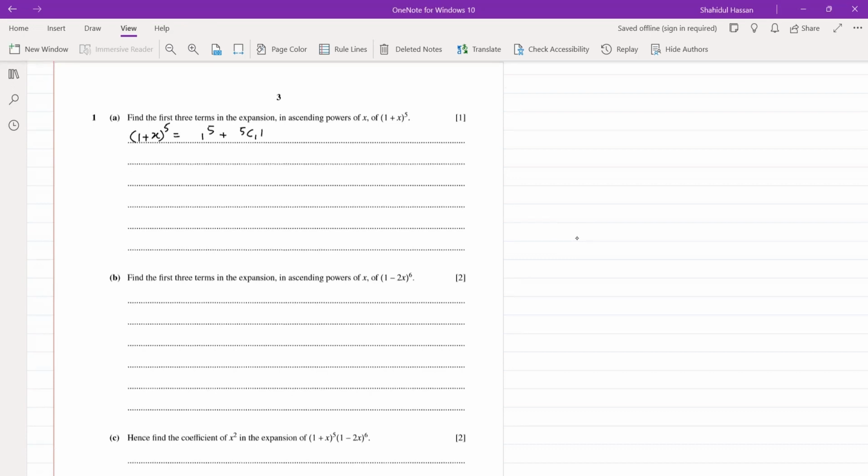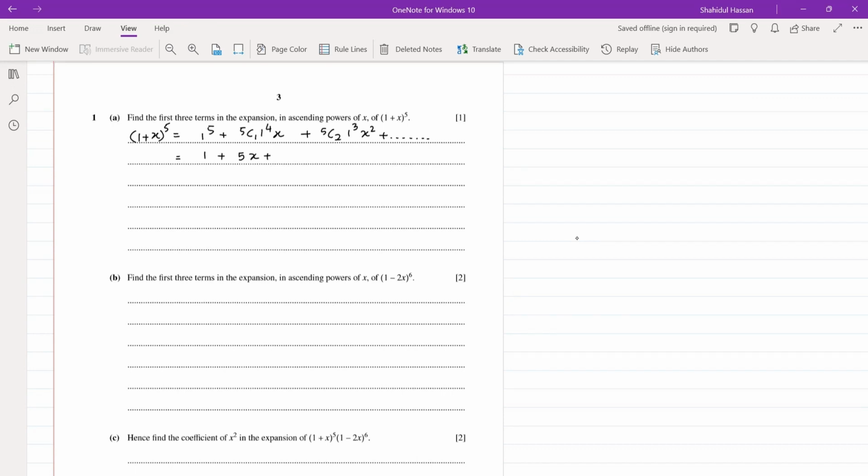5c1, the power of 1 will decrease, the power of x will be 1, then 5c2, the power of 1 will decrease and the power of x will increase. This is not the end of the series, so we write dot dot dot. 1 to the power 5, calculator gives me 1, 5c1 is equal to 5, 1 to the power 4 is 1, x is x.